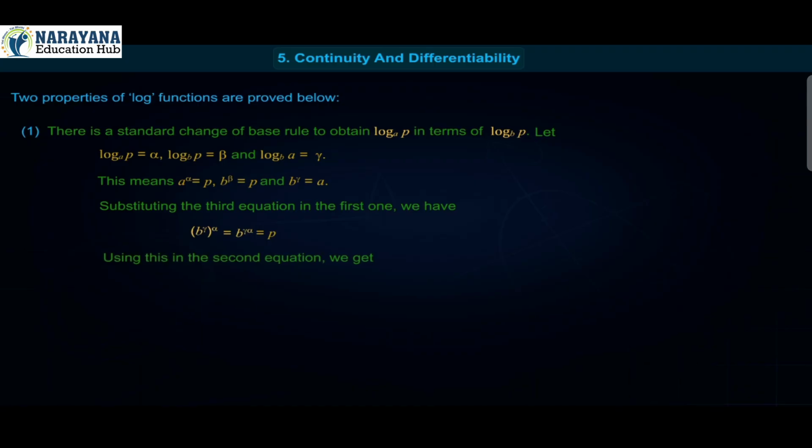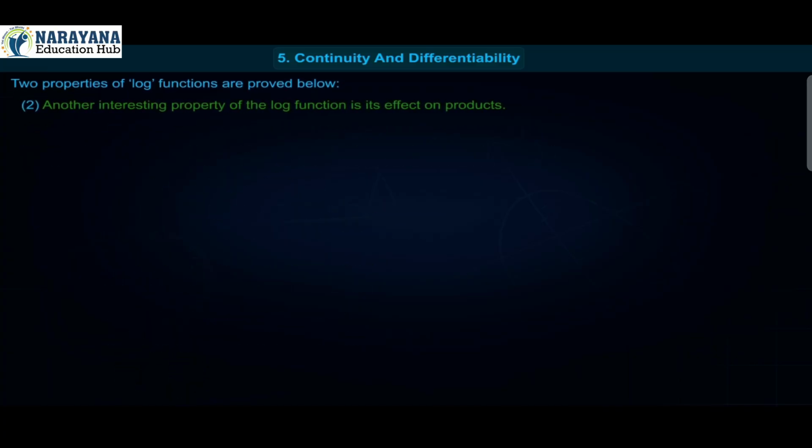Using this in the second equation, we get b raised to beta is equal to p is equal to b raised to gamma alpha, where b is greater than 1, which implies beta is equal to alpha gamma or alpha is equal to beta upon gamma. But then log of p to base a is equal to log of p to base b upon log of a to base b.